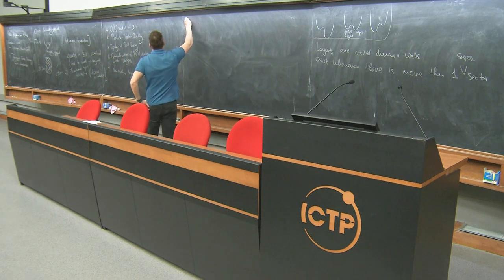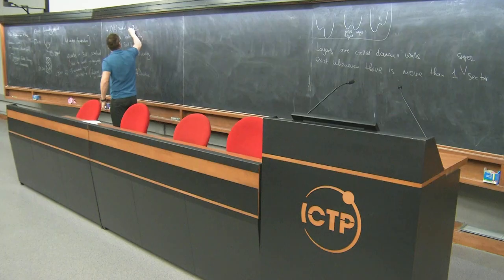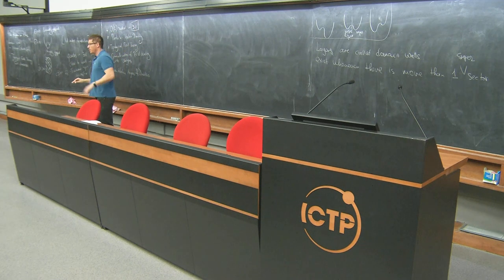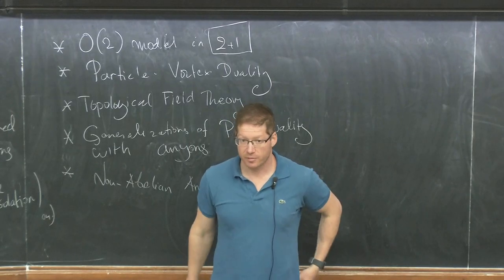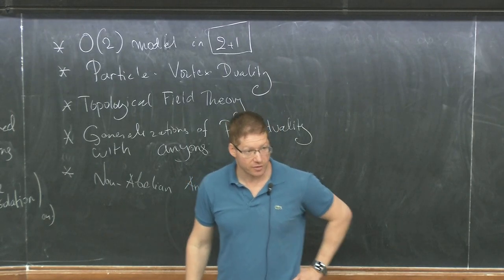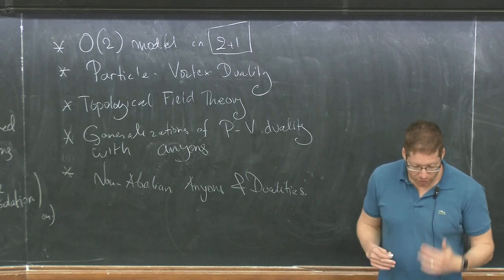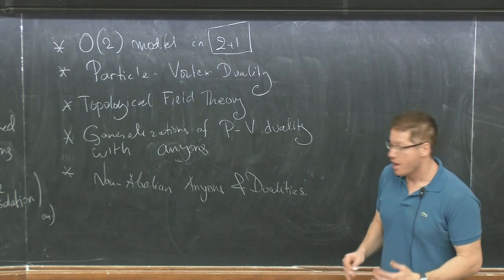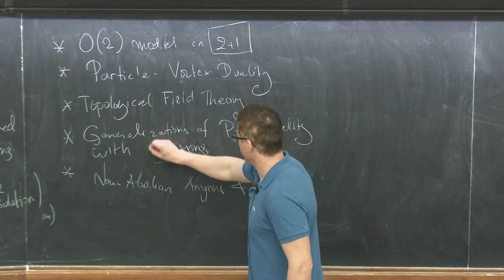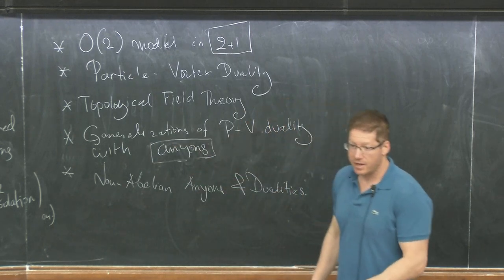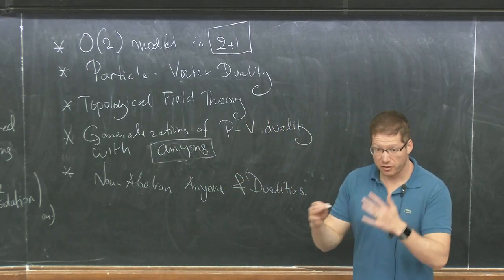Okay, so for the duration of these lectures, until the very end, when I'll discuss maybe this and the connection to that, I'll be in 2 plus 1 dimensions. So it's going to be in 2 plus 1 dimensions for the rest of these lectures. The reason that we focus on 2 plus 1 dimensions is because the interesting stuff has to do with these anyons, and anyons exist only in 2 plus 1 dimensions.